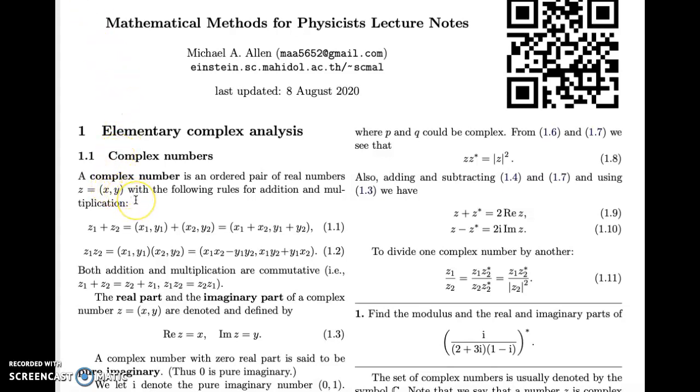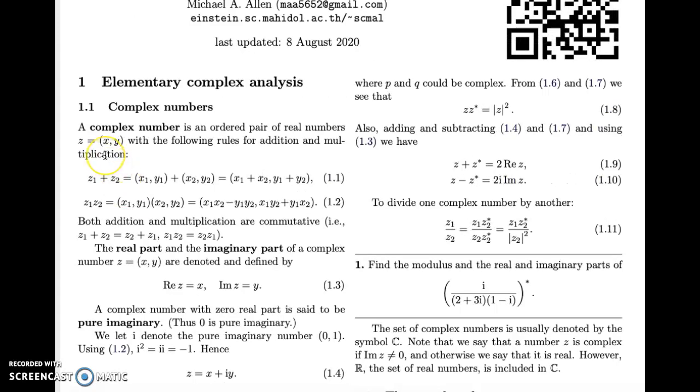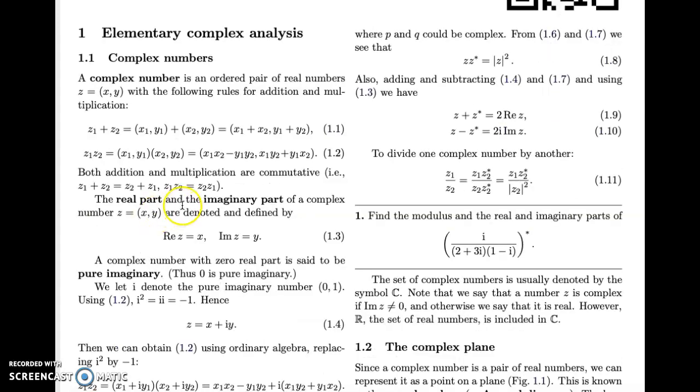So the formal definition of a complex number is an ordered pair of real numbers. So we can think of them as coordinates or vectors, if you like: x, y. Complex numbers add like vectors. Multiplication is something different. They're commutative in that you can swap the order and you get the same answer.